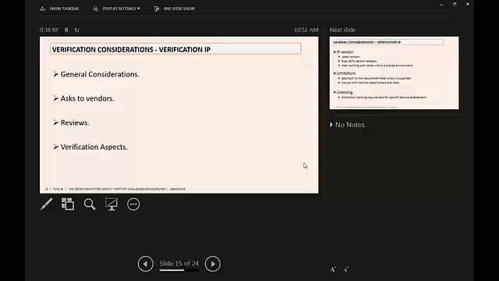And second is what we are going to ask the third-party vendor when we start our verification. Third is a review, which can be an internal review with our team members or a review with the third-party vendor. And fourth is the general verification aspect: what plans we can have to cover future verification.